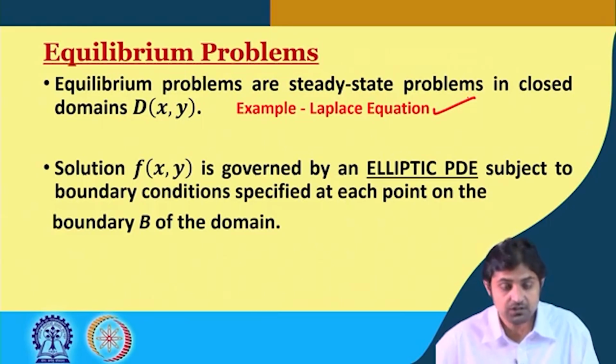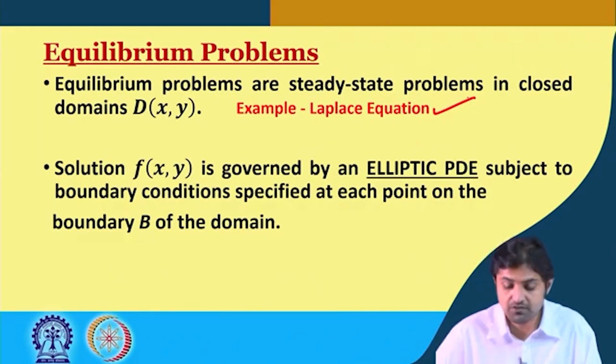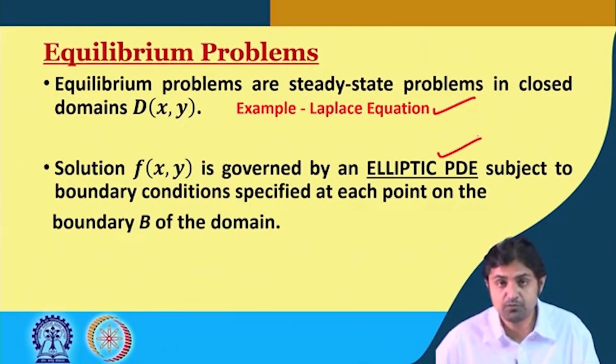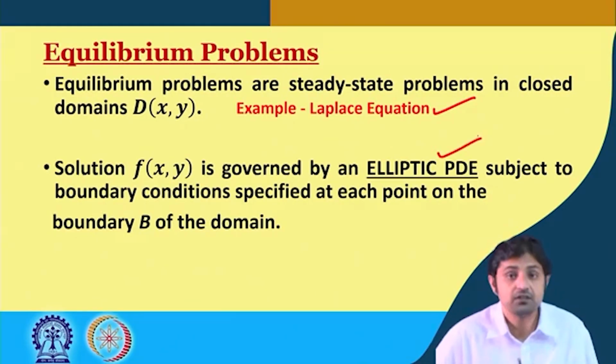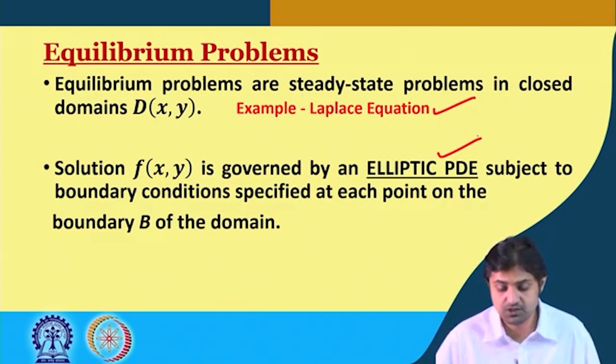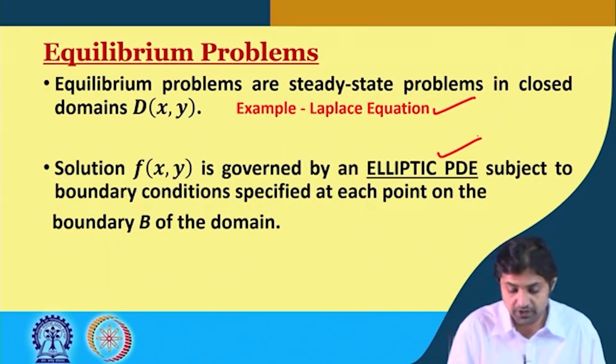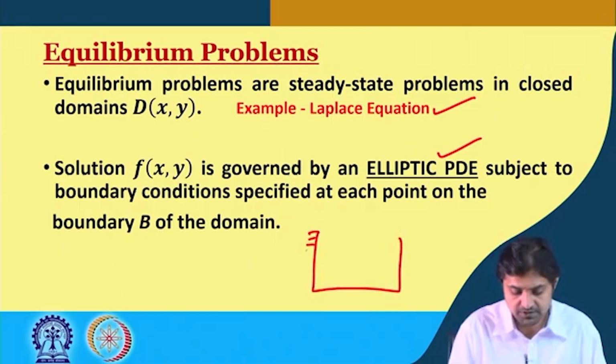Here the solution f(x, y) is governed by an elliptical partial differential equation subject to boundary conditions specified at each point on the boundary B of the domain. So, the solution of Laplace equation is governed by an elliptical partial differential equation. This is an important thing to remember. Of course, the solution will depend upon the different types of boundary conditions that have been specified at each point on the boundary B of the domain. So, we have to specify the boundary here also, here also, here also, at all those points.